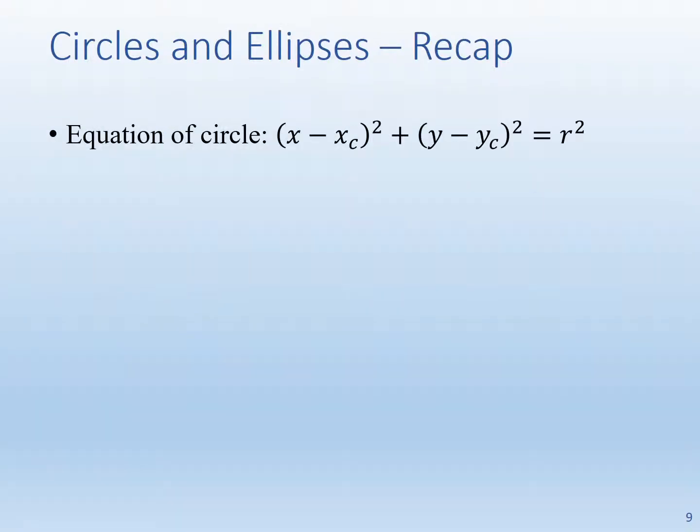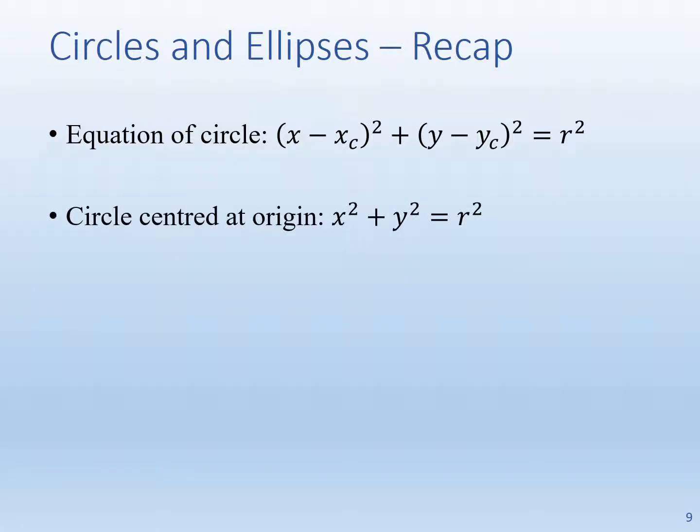So we've seen that the equation of a circle with center (xc, yc) and radius r is as given, and when the center is at the origin, the equation simplifies to x squared plus y squared equals r squared. An ellipse with the center at the origin has the equation x squared over a squared plus y squared over b squared equals 1.